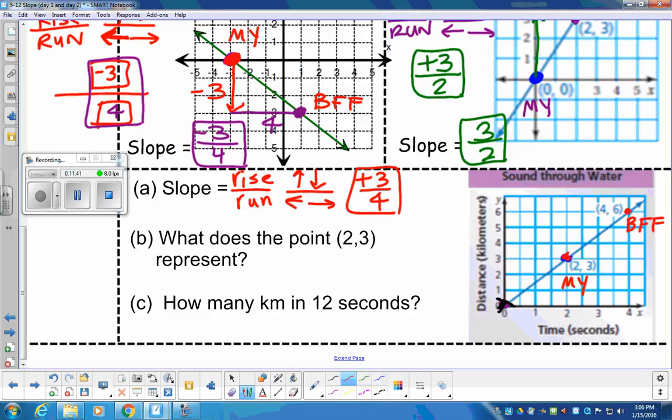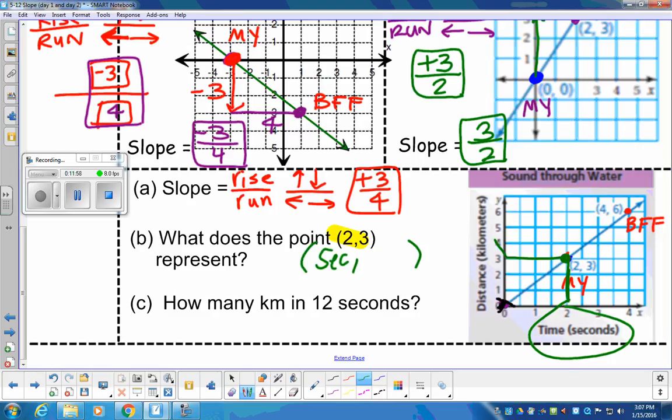We already measured the slope. It's measured by 3/4. So now the next question is, what does the 0.23 represent? 2, 3. So if we identify the 0.23, here's the 2, drag it down. 2 what? 2 seconds.